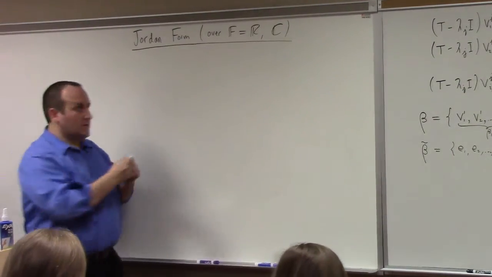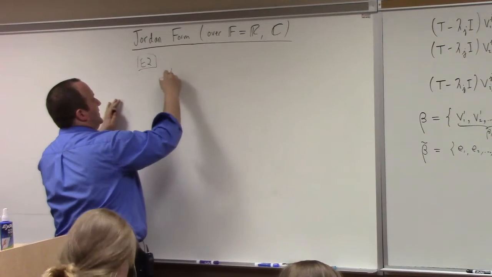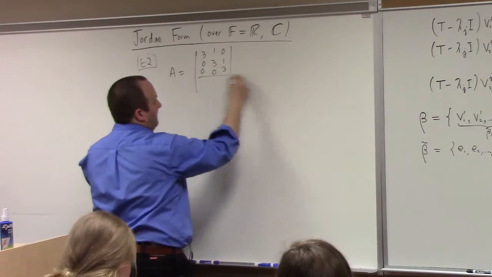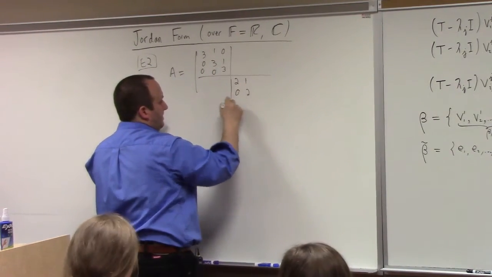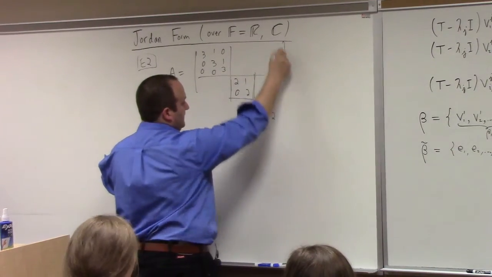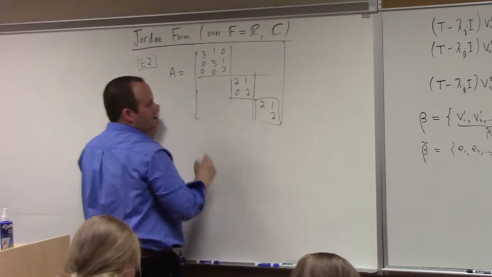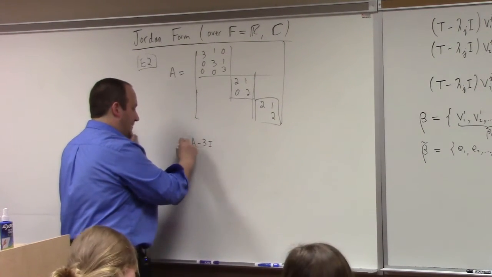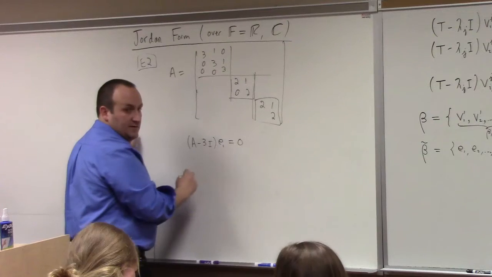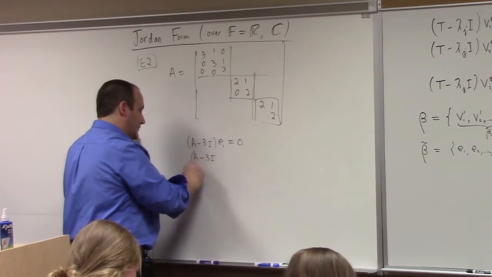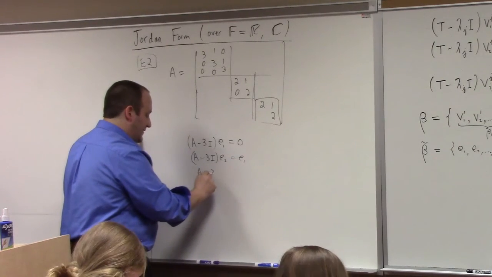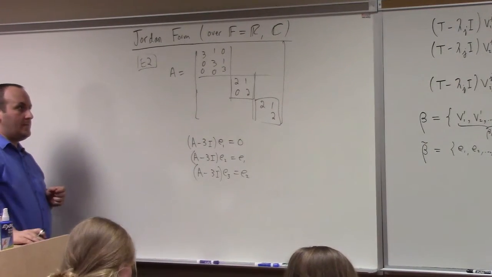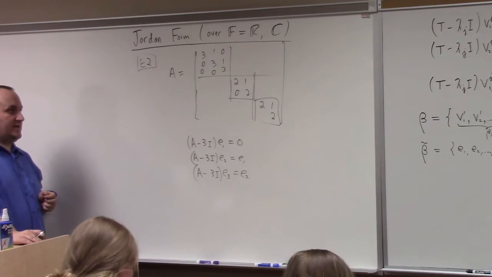So if we have something like A equals 3, 3, 3, 1, 1, 2, 2, 1, 2, 2, 1, like this, right? That's a Jordan form. And you see, I can calculate that A minus 3I times E1 is 0. I can calculate that A minus 3I times E2 is E1. I can calculate that A minus 3I times E3 is E2. Because, by the way, A minus 3I is what?